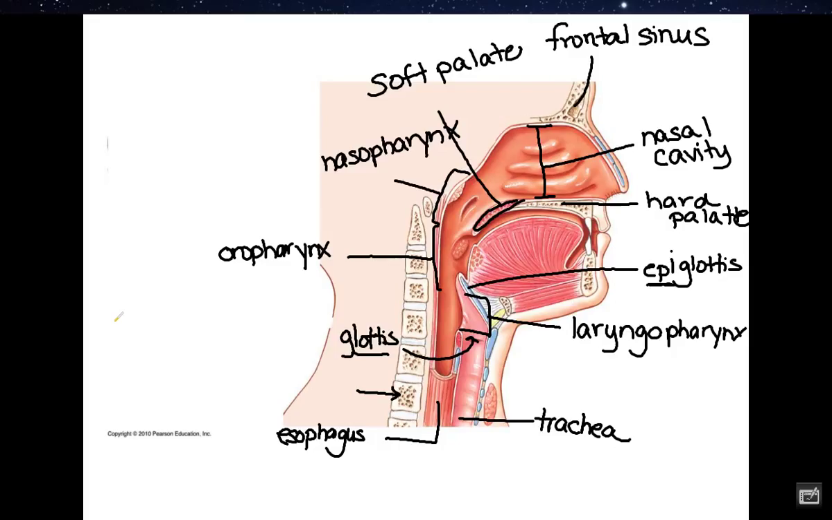The other things that we are going to look at is exactly how inhalation and exhalation take place. So we will be talking about the diaphragm. We will also be discussing gas exchange.